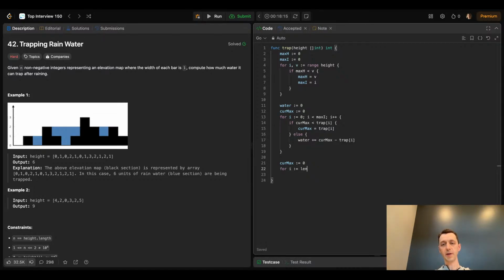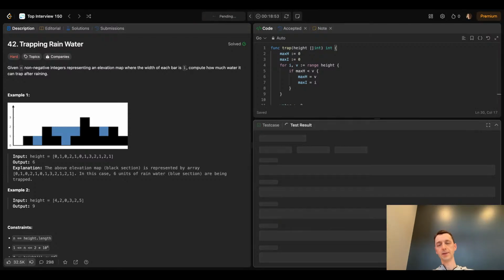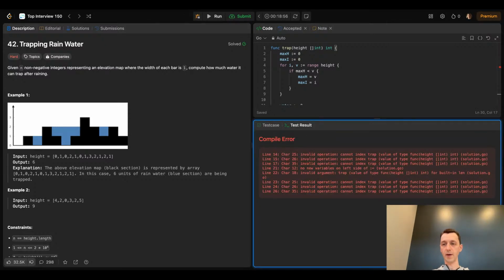For now, I will start at length of trap minus 1, which is the last index. I will go until i is higher than max i minus 1. So now this pointer does that, but the rest is probably the same. We collect water when it's lower, we update the current max, and we need to return water. Let's see if it works or if we have missed something.